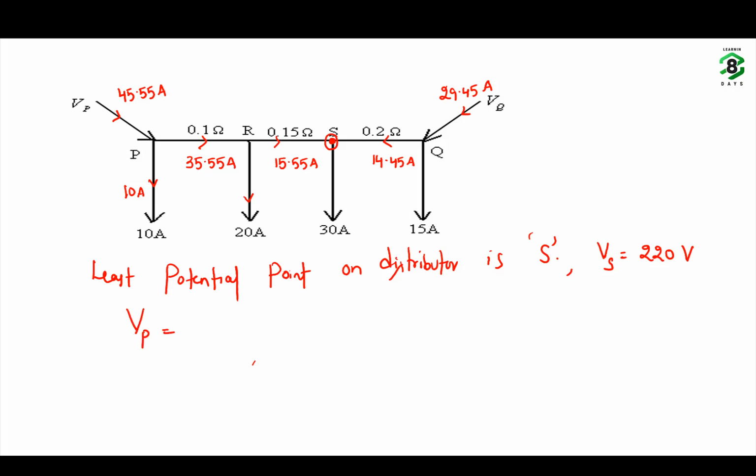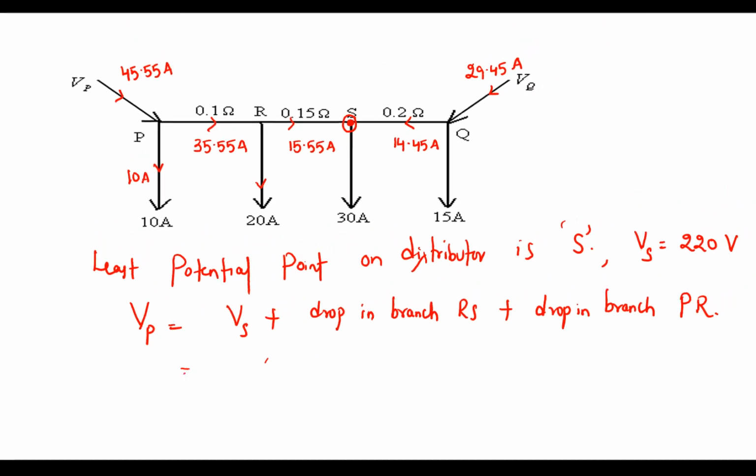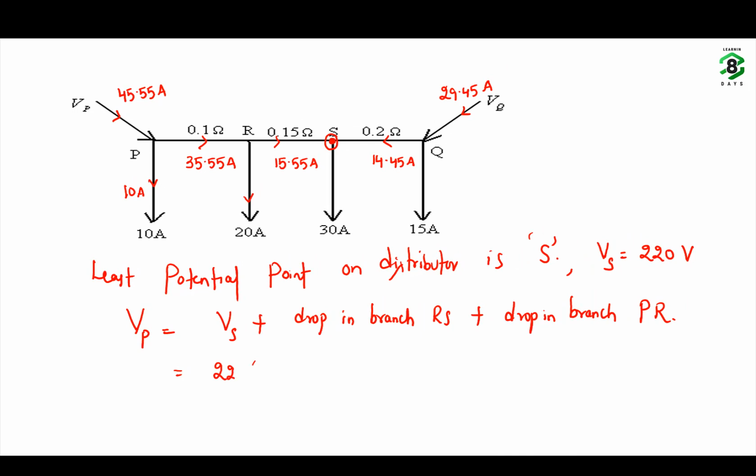So what is Vp? Vp is equal to Vs plus drop in branch RS plus drop in branch PR. Okay, so what is Vs? 220. What is the drop in branch RS?